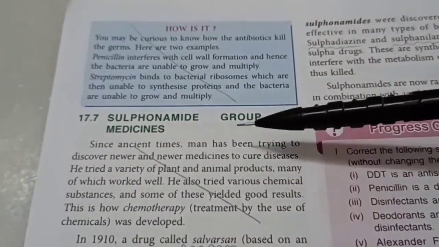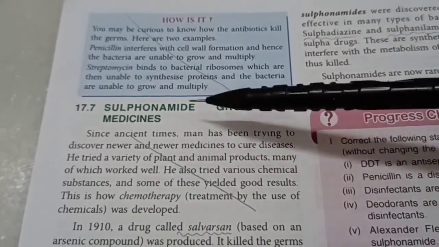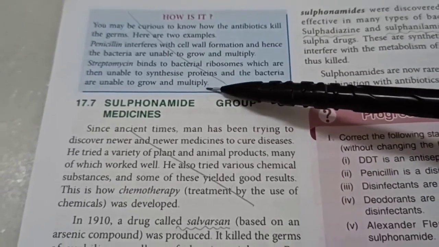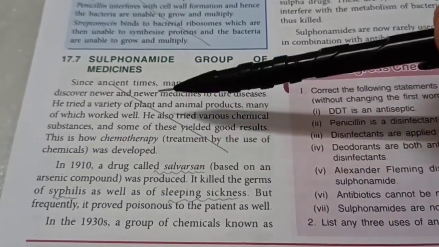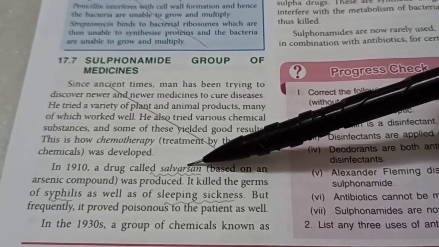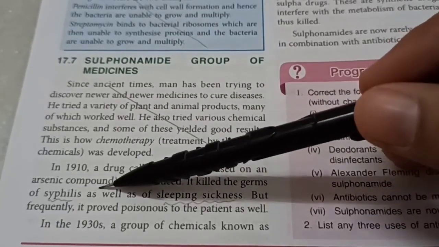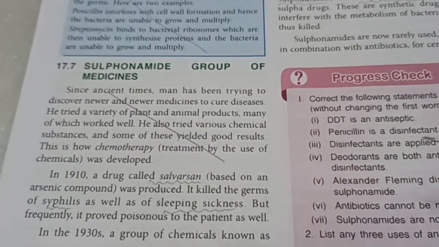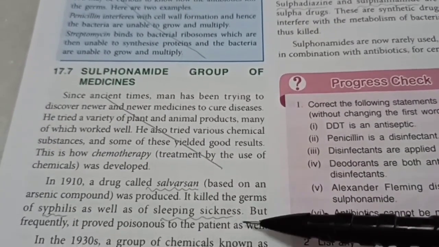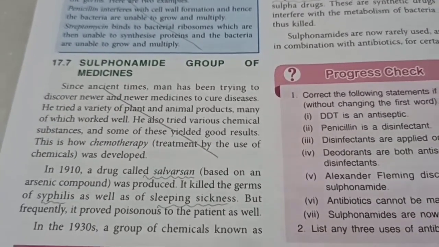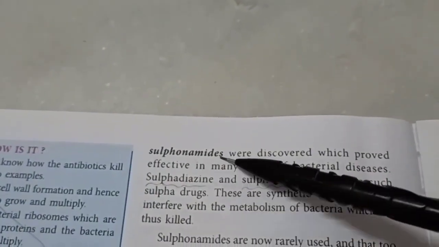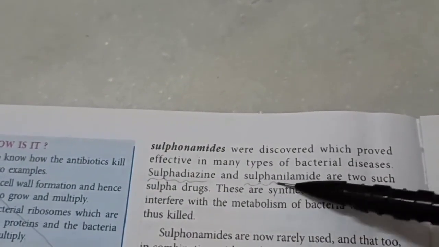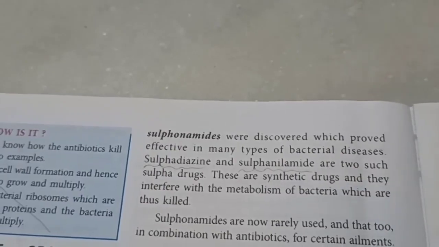There is another group of medicines called sulfonamide or sulfa drugs, which are very rarely used now. The very first such sulfa drug was salvarsan, which was used to kill germs of syphilis, it's a disease, and sleeping sickness. No, what you have is laziness, not sleeping sickness. Another two examples of sulfonamides are sulfadiazine and sulfanilamide. That's all you need to know.